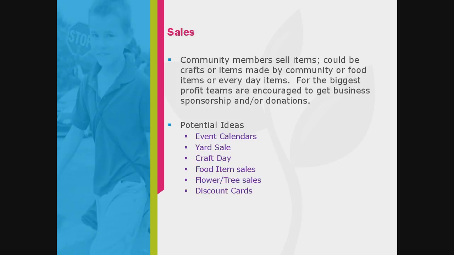And then the last idea are kind of sales. So community members would sell items. Could be craft or items made by the community, or food items or everyday items. For the biggest profit, teams are encouraged to get business sponsorships and or donations to help with the sales. Potential ideas could be event calendars, yard sales, craft aid, food items for sale. I know that there's like chocolate bar and pizza and cookies, and not that those are all the healthiest items, but flower tree sales or discount cards.